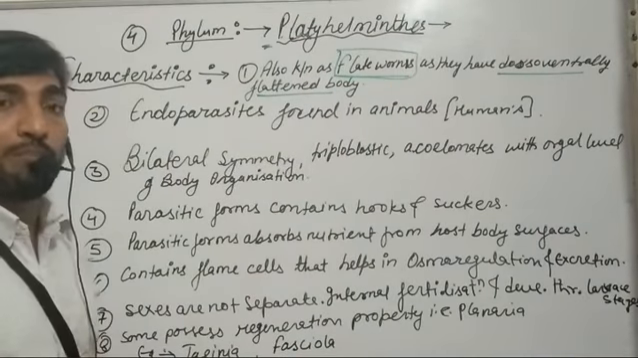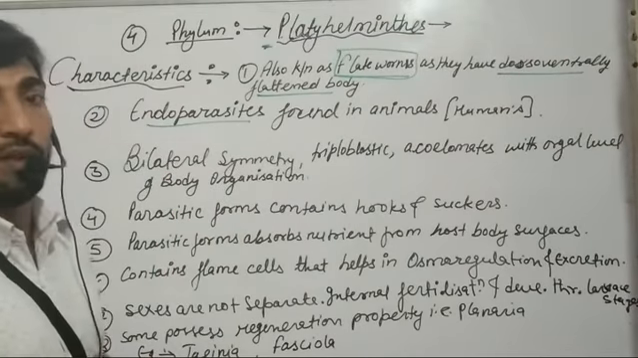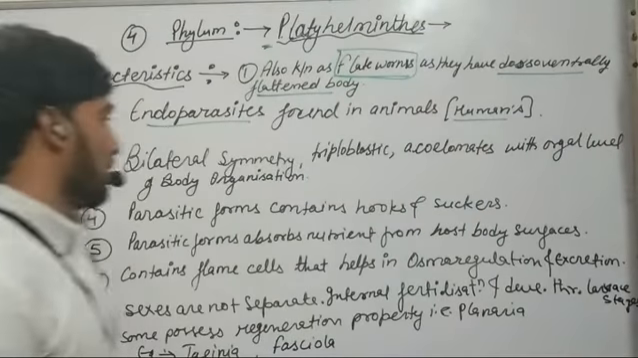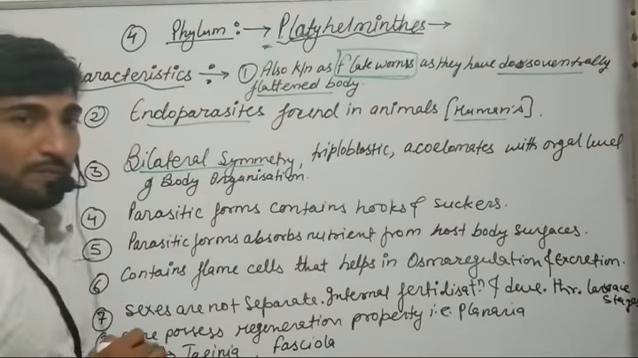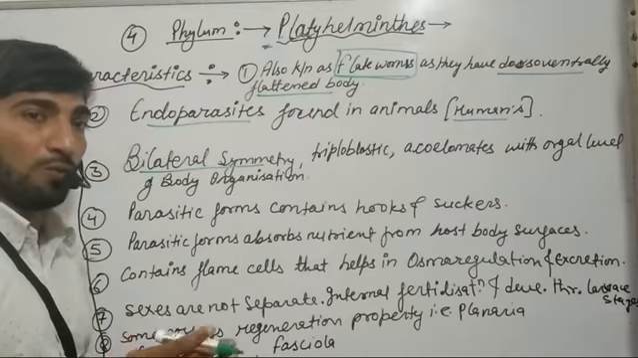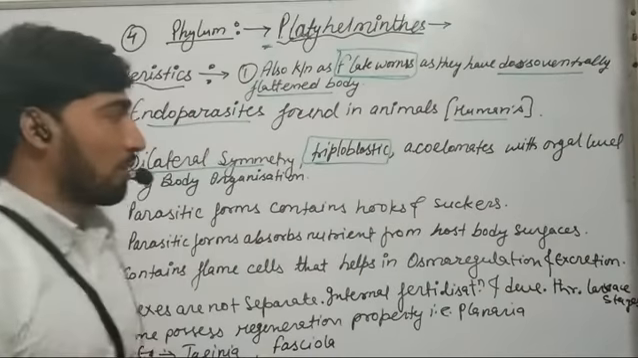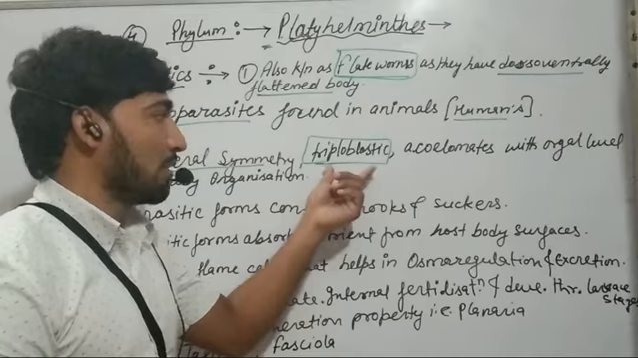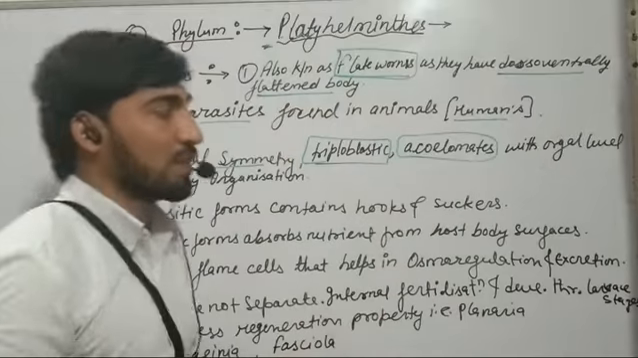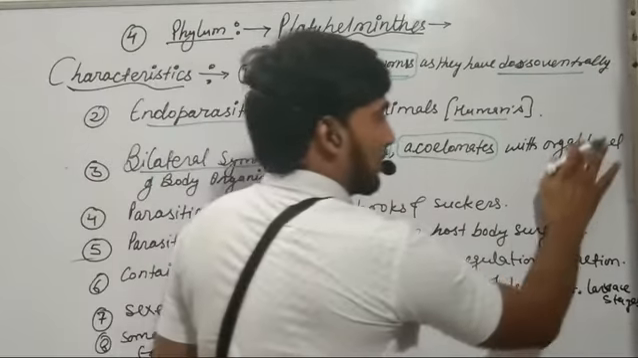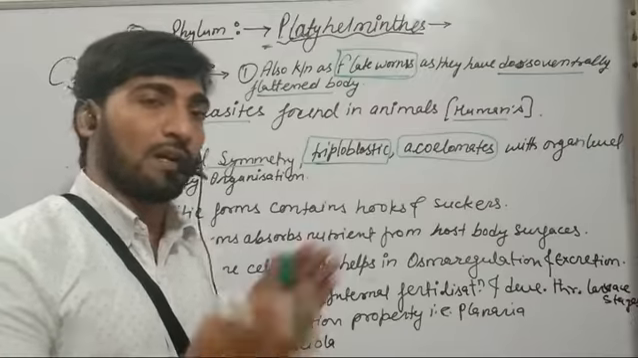Now further, these organisms belonging to the Platyhelminthes are usually endoparasites, and they are found in animals including human beings. These organisms show bilateral symmetry. That means their body can be divided into two equal halves, and they have a triploblastic body. That is, they have 3 layers in their embryonic stages. Further, they are acoelomates. That means the body cavity is absent in these organisms, and they show the organ level of body organization.